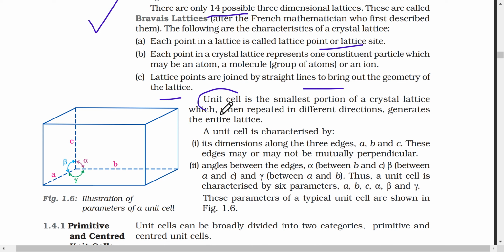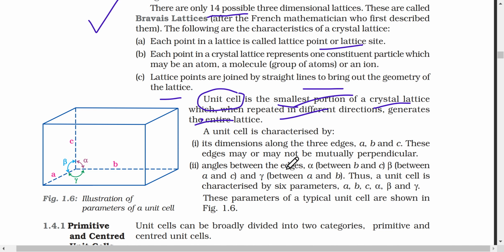It's another term. Unit cell is the smallest portion of a crystal lattice. सबसे छोटा portion है crystal lattice का, उसको हम unit cell बोलते हैं, which when repeated in different directions generates the entire lattice. So it's a unit cell जिसको periodically repeat करके हमें अपना पूरा crystal lattice मिलेगा.